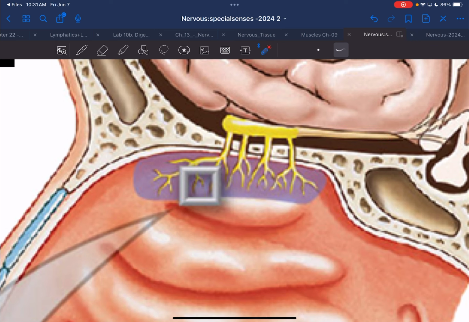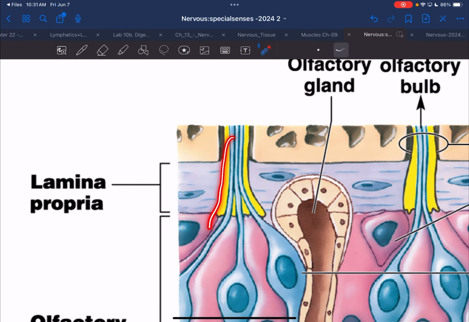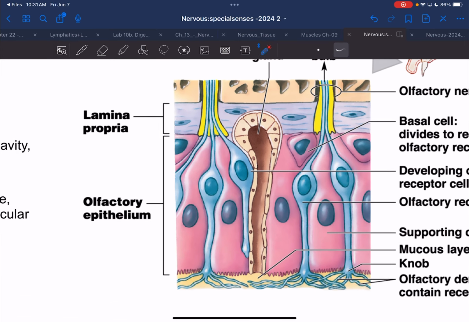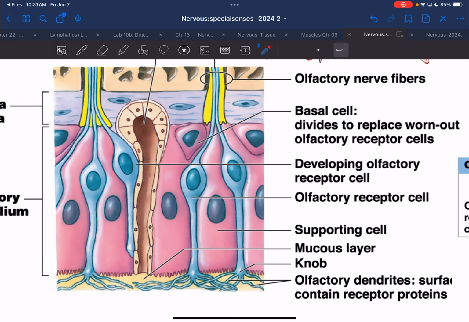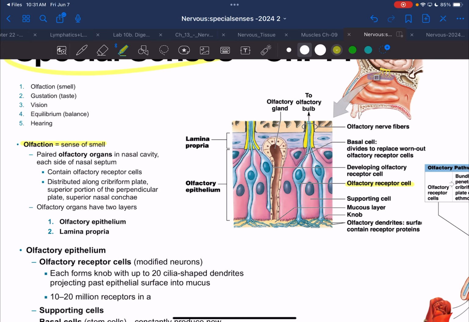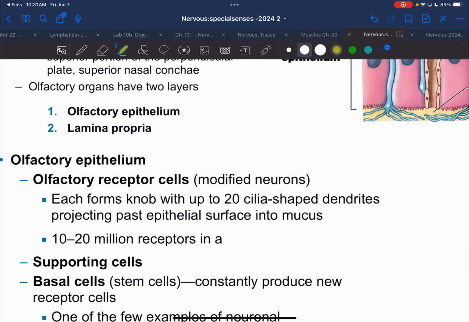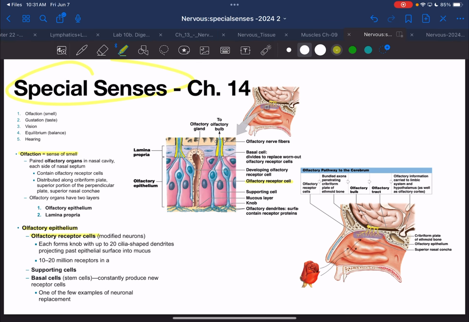And you can see once it arrives to the roof of that cribriform plate, it's going to send a lot of extensions and nerves through the bone, and that's what we're seeing here. You are seeing that on the epithelial lining of this nasal cavity, you encounter smell receptors that we simply call olfactory receptor cells. And olfactory receptor cells are going to be responsible for the ability to pick up what we call odorants.